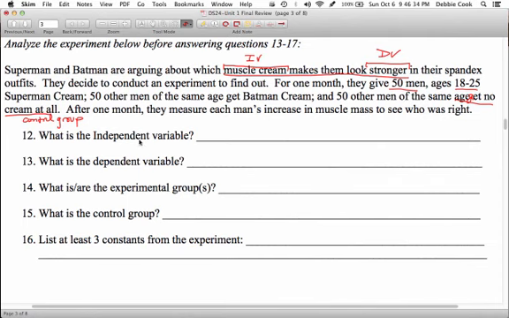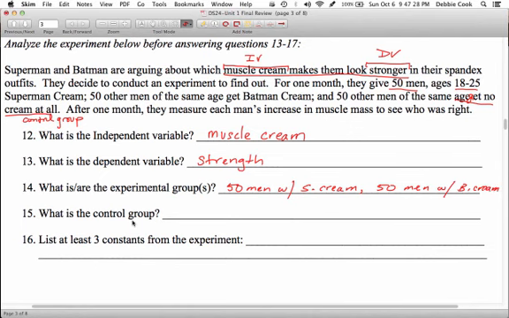So number 12 is asking, what is my independent variable or my IV? And I've already found it. I know it's my muscle cream. Number 13 is asking, what is my dependent variable? Again, I've already identified that, so this is going to be strength. 14 is asking what is or are the experimental groups. And remember, the experimental groups are receiving the muscle cream. So I'm going to go back up and look, and I see one group is getting Superman cream, so 50 men with Superman cream. And I'm going to read on. 50 other men of the same age get the Batman cream. So the 50 men with Batman cream. Those are my two experimental groups.